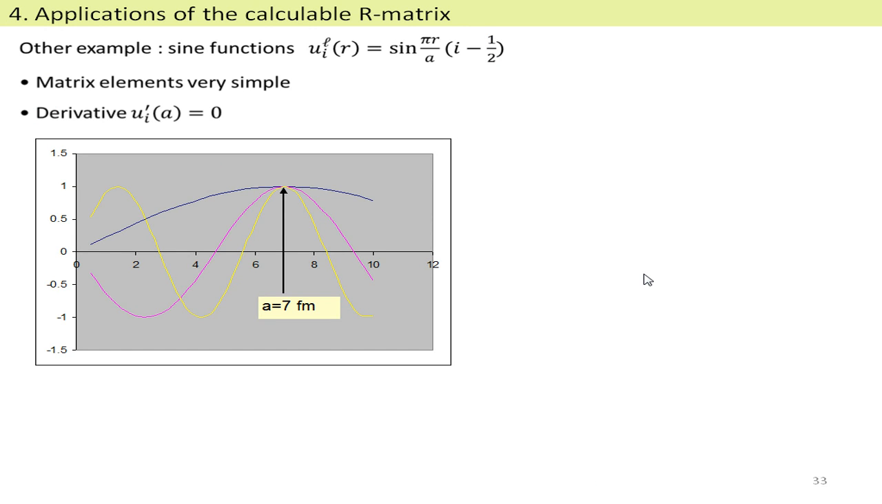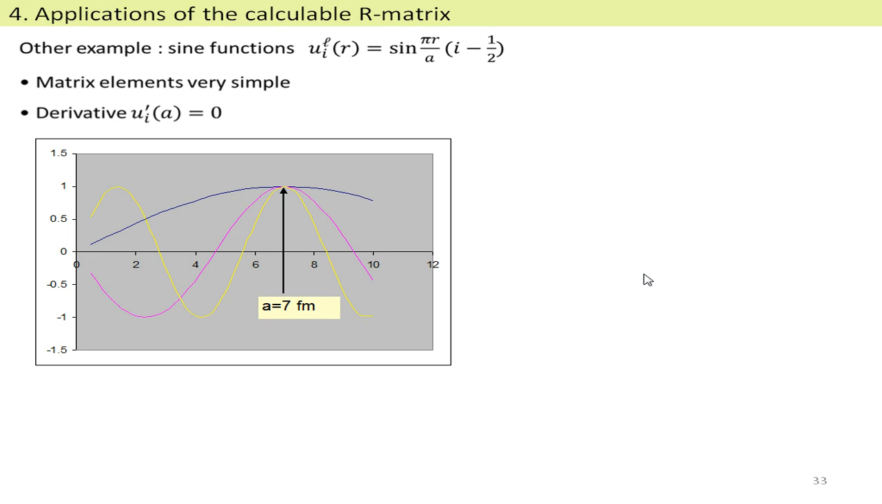And another example with sine functions. This is a typical basis which was used in the literature because it's chosen in such a way that the derivative is 0 at the channel radius. So all basis functions, this is a basis function with i equal 1, 2, 3, and for each of these basis functions, the derivative is 0. So here you don't have to use the Bloch operator because this is a specific choice of the basis.